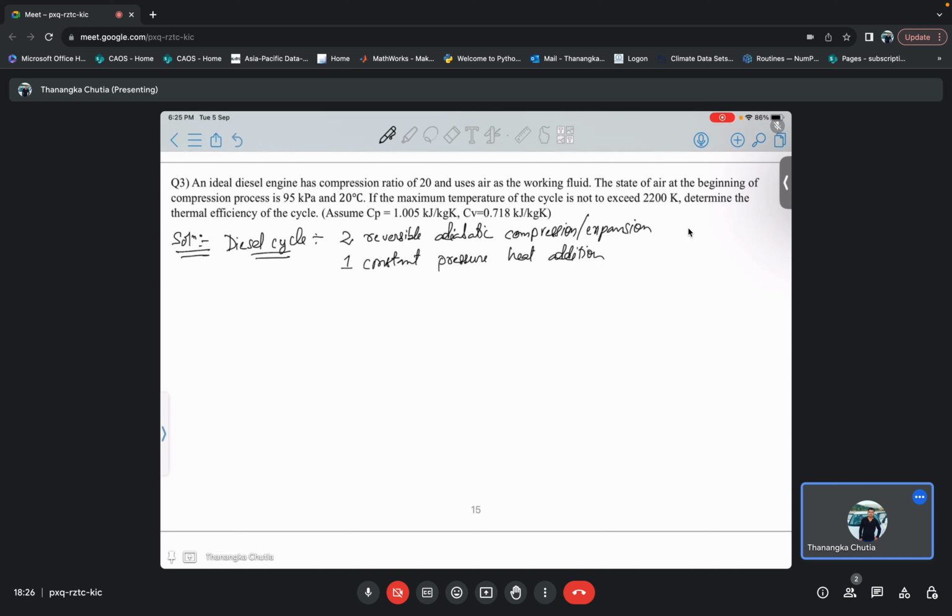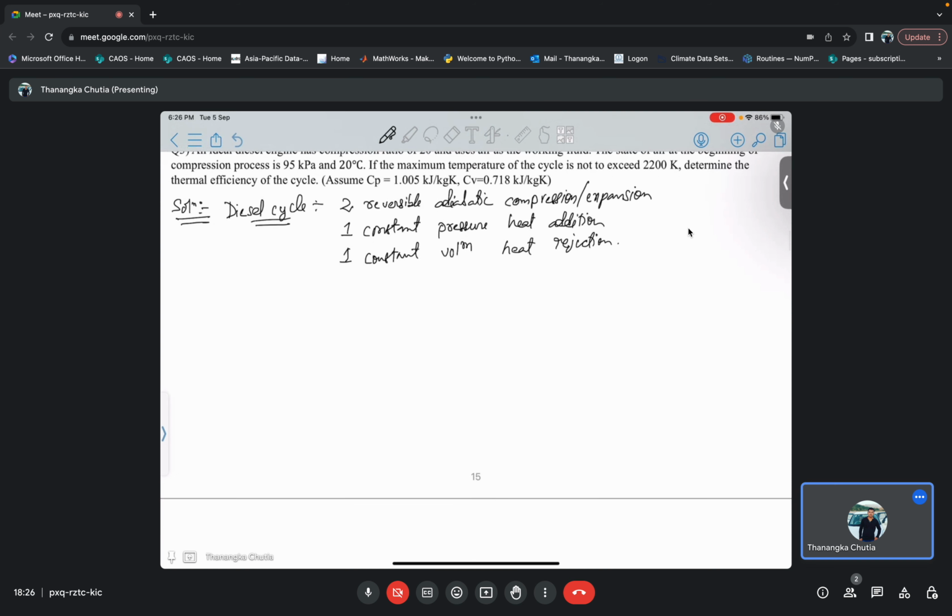Okay, remember in the Otto cycle the heat addition process was constant volume, but here the heat addition process is constant pressure and one constant volume heat rejection. Okay, so all the processes are the same, only the heat addition process is different. In the Otto cycle or the petrol cycle, the heat addition process was constant volume, but here our heat addition process is constant pressure. Okay, so let us first draw the PV diagram.